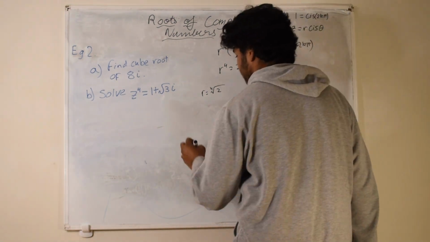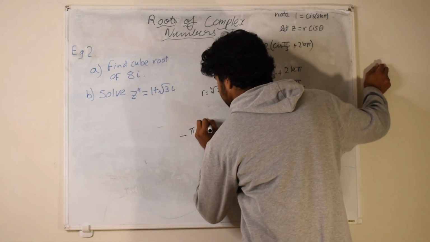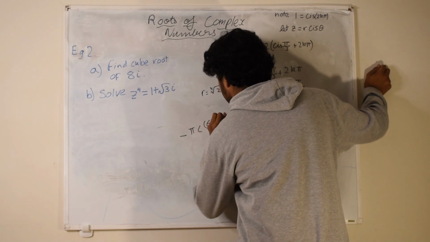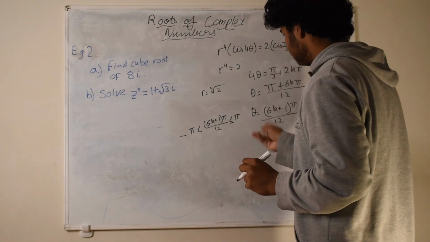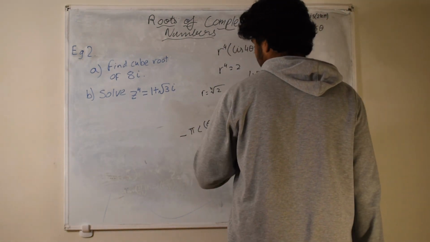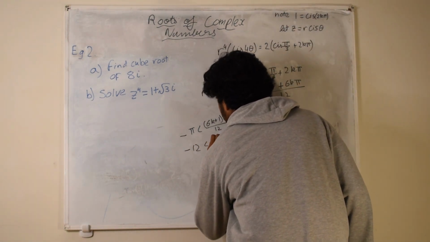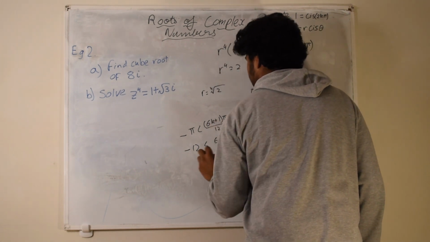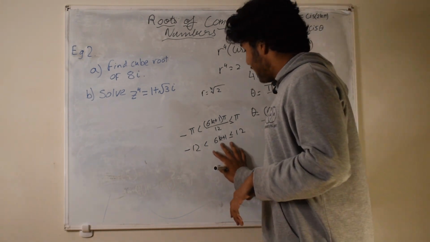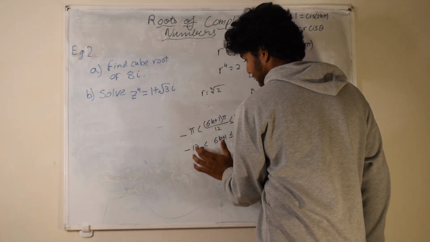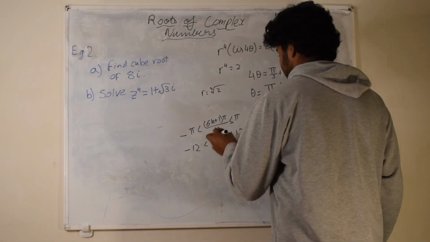Come back into principal argument. Negative pi is less than 6k plus 1 pi upon 12, less than or equal to pi. Same thing, multiply both sides by 12, divide by pi. Negative 12 is less than 6k plus 1, which is less than or equal to 12. Same thing. For what values of k is the argument between negative 12 and 12? K equals 0, 6 times 0 plus 1? Yep. So tick when k equals 0.